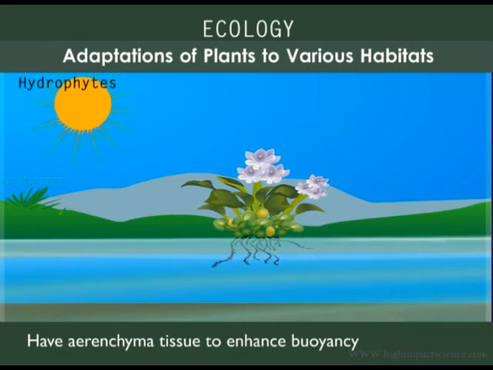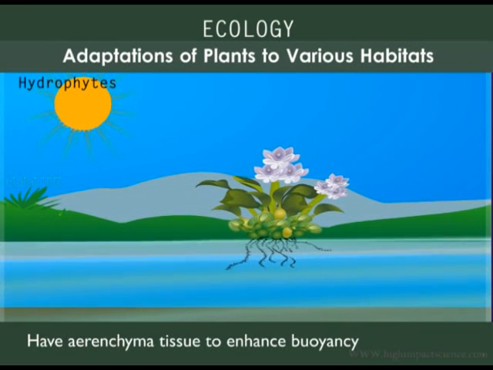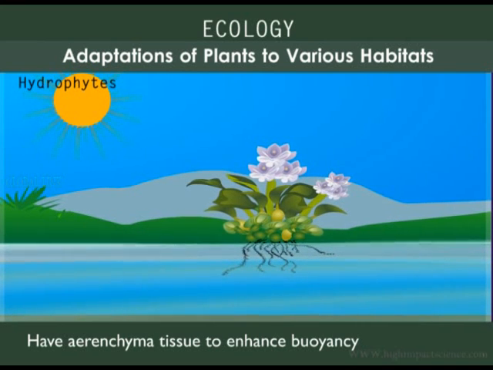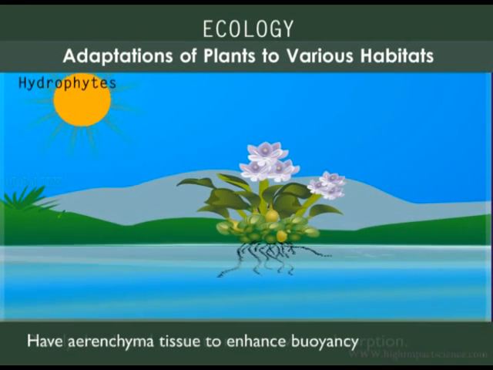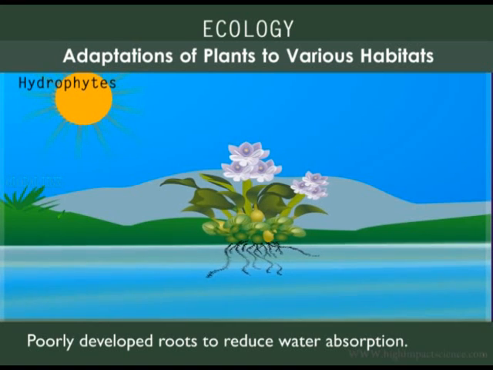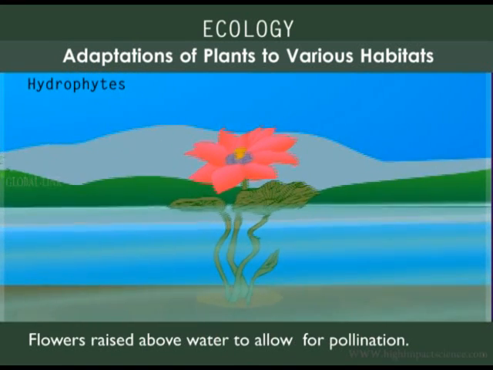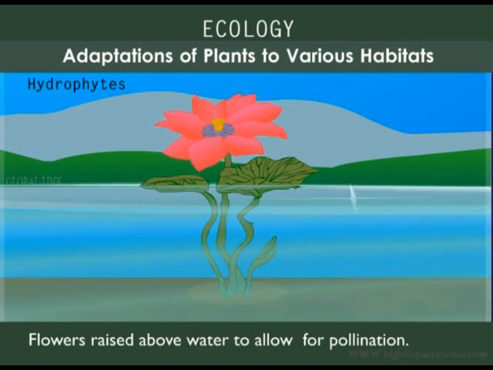Hydrophytes have large air-filled tissues called parenchyma that reduce the density, giving buoyancy to the plants and also assist in gaseous exchange. They have poorly developed roots and lack root hairs to reduce absorption of water. Their flowers are raised above water to allow for pollination.